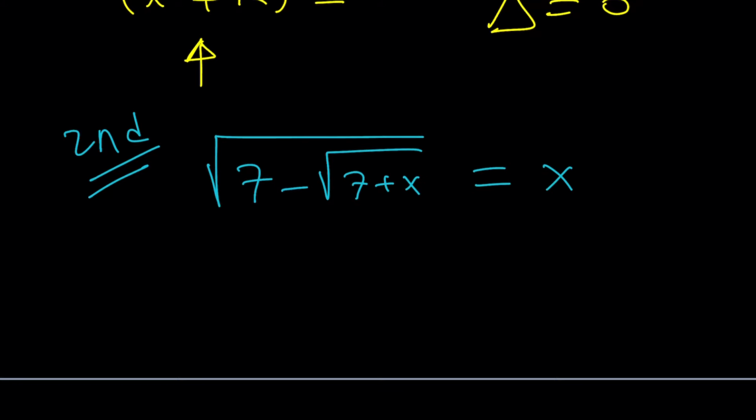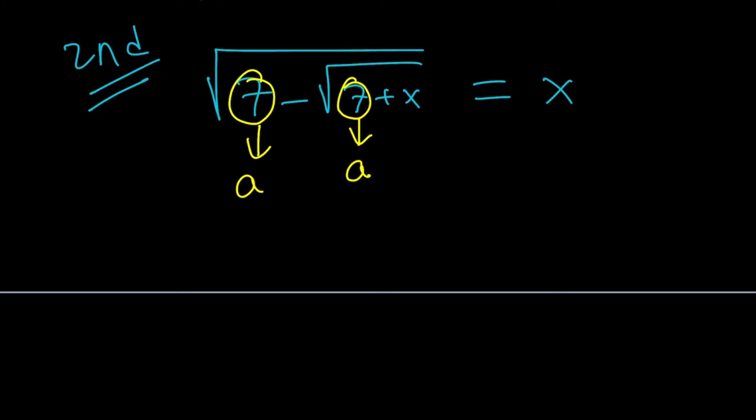A lot of times when we have a variable, we replace it with another variable, we use substitution, right? And a lot of times our goal is to replace a variable with a number, but we're going to do the opposite. We're going to set 7 equal to a number. How about a? Since we have the 7 twice, we can go ahead and call that a. Now we get something like this.